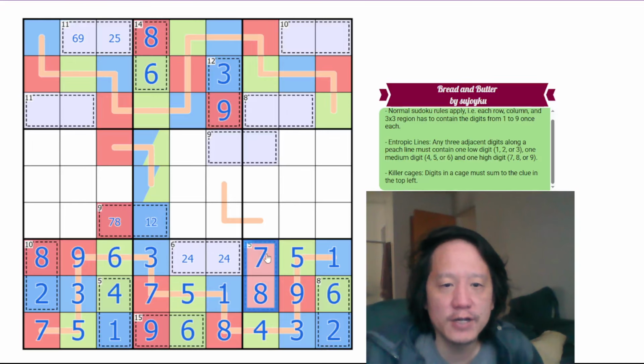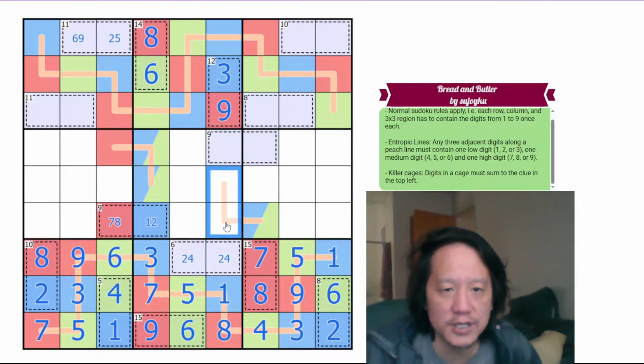We have 3 highs in column 7, which eliminates highs in the rest of the column. So one of these must be high here. This is low or medium. We don't know which. And one of these is high. So therefore, this cannot be high here. It also can't be low because we have 3 lows in column 6. So this can't be low. Therefore, this must be low here.